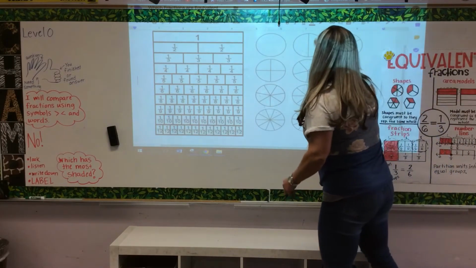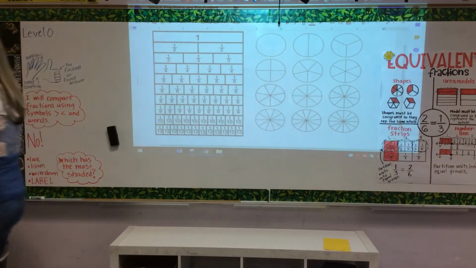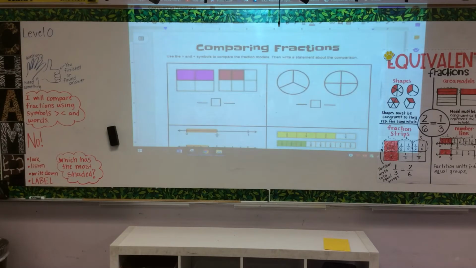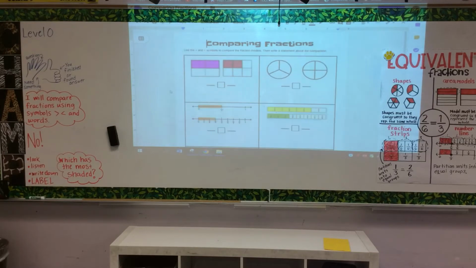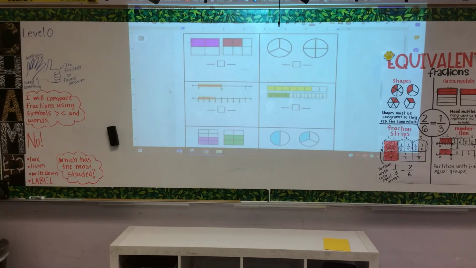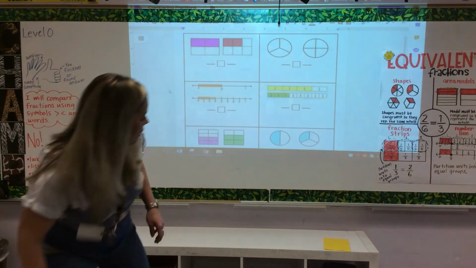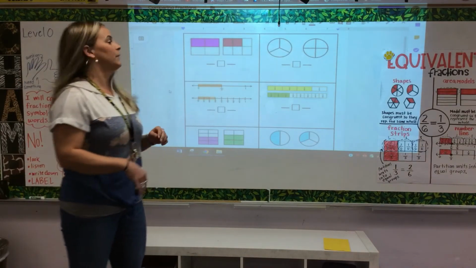Okay, so let's jump over to our page. I feel like we should just jump in to what you guys are doing today. I'll give you a minute to turn to the last 2 pages in your packet. Sorry, I did not look at what it is. Alright, it says comparing fractions at the top. Page 11, 12, I think, maybe? Yeah, 11 or 12, okay?